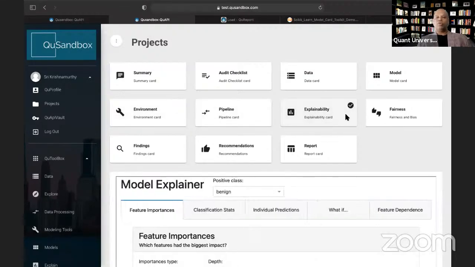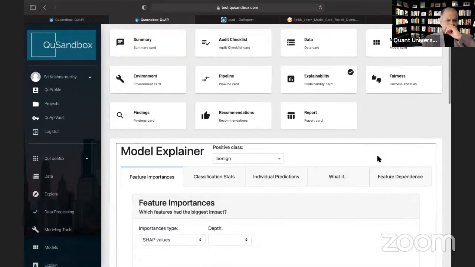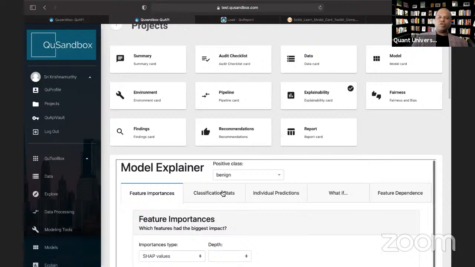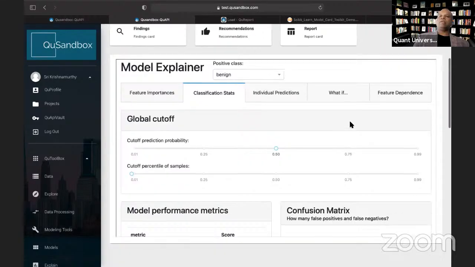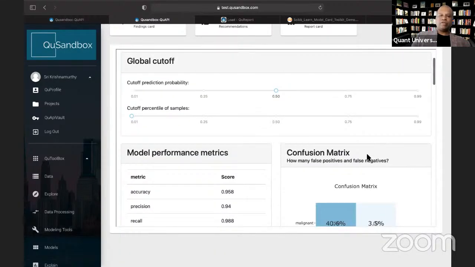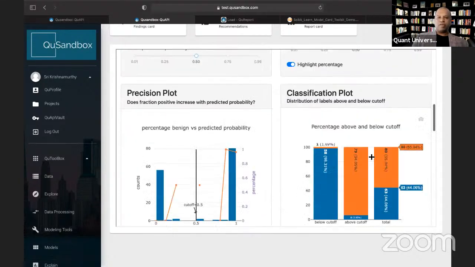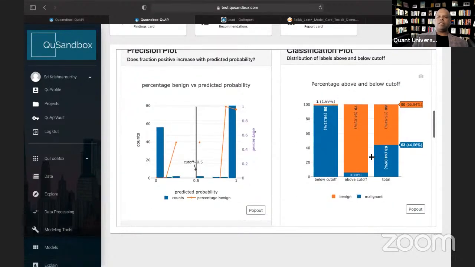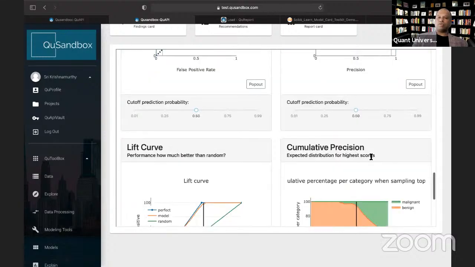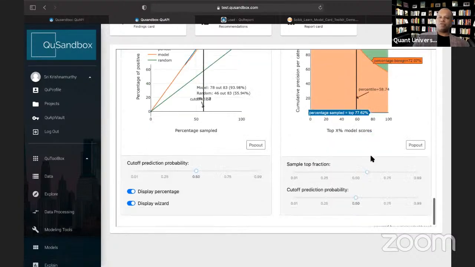And then you could also do an explainability analysis. And I found this explainability dashboard package pretty useful. So you could run your aspects, and then you could generate key metrics, aspects of the confusion matrix, classification plots, precision plots, ROC curves, lift curves, cumulative precision.